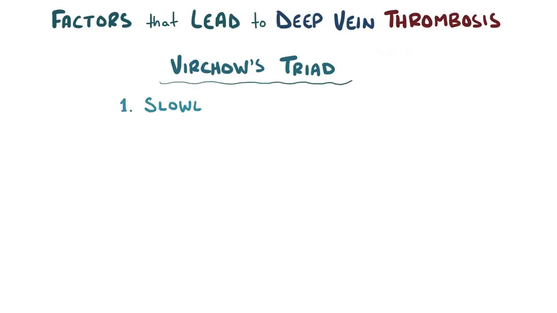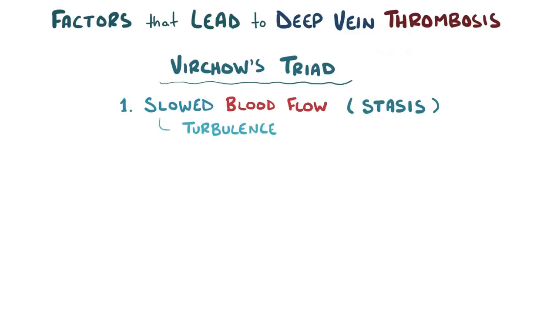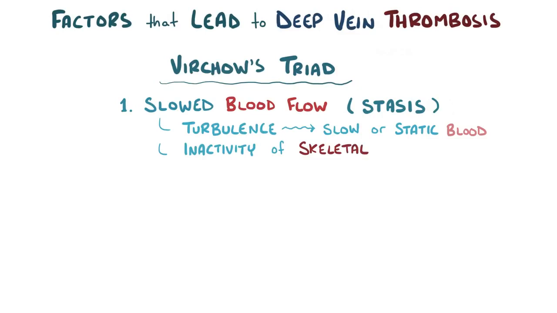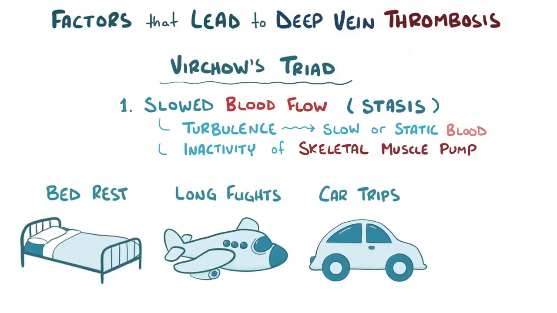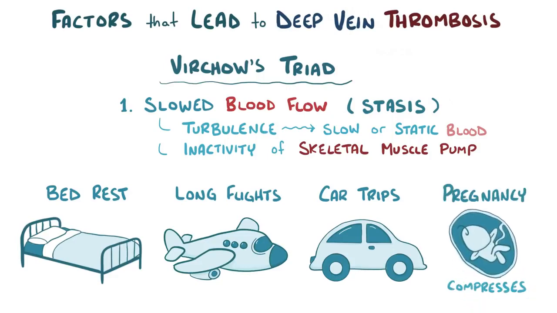The first factor is slowed blood flow, also called stasis, in the veins. Typically, blood continuously flows smoothly through the blood vessel. But if the blood flow becomes turbulent, the linear flow is disrupted and slow or static pockets of blood are formed. Stasis can also happen during long periods of inactivity of the skeletal muscle pump, like bed rest or long flights and car rides. Or even during pregnancy when a growing baby compresses nearby veins.